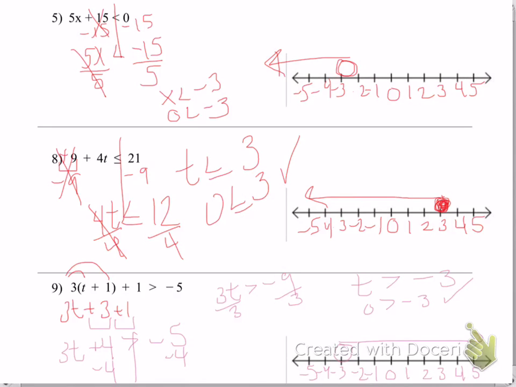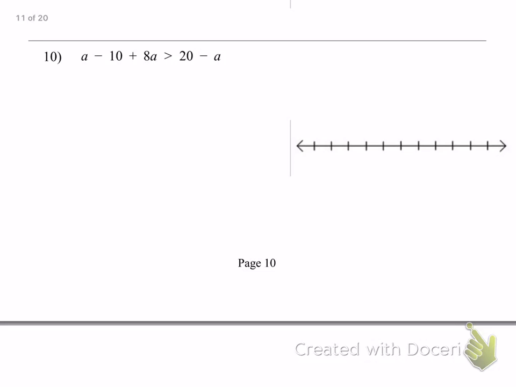So there's our answer. We've got one more problem left. There's no distributing in this problem, but you still need to combine like terms. So we have our A and our 8A. That's going to give us 9A minus 10 is greater than 20 minus A.